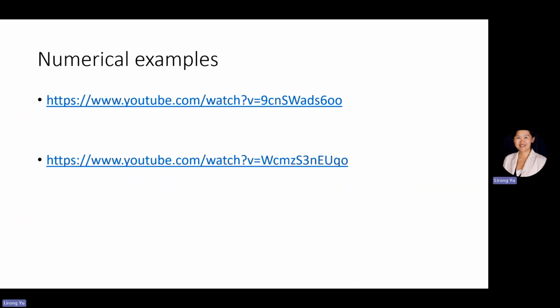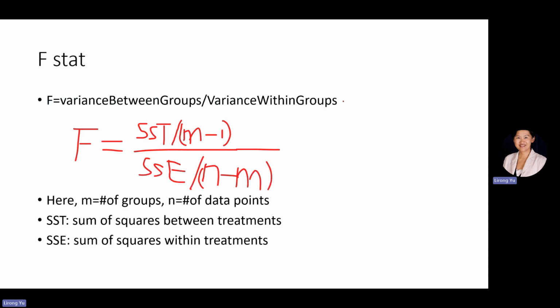Right, so for a numerical example, if you search online, you can see a couple of examples. Actually, if you search it now, there are more. There's a lot of different ANOVA test examples online. Let's go through what we are doing theoretically. In an ANOVA test, we calculate a test statistic called the F statistic.